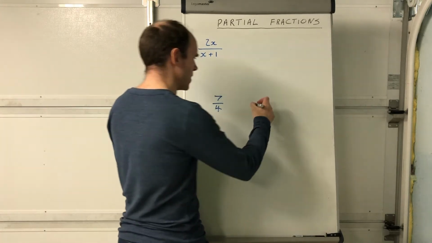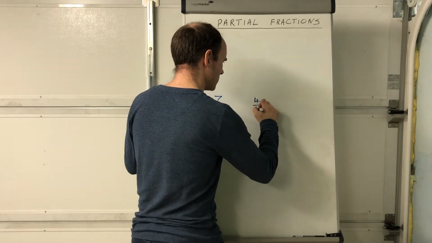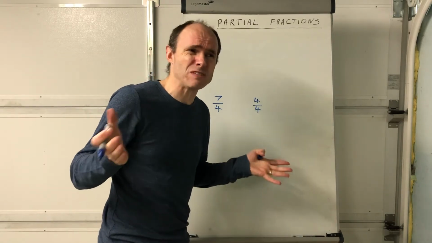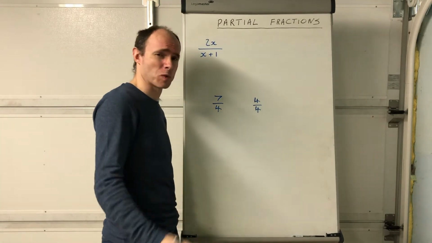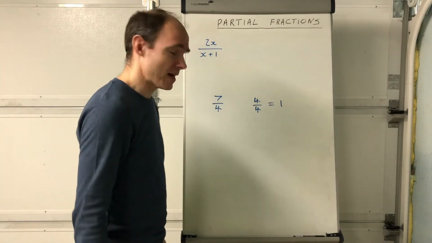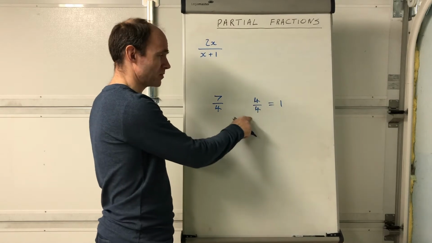Okay, but what about this one? What if we had 4/4? That's also an improper fraction. You probably didn't really think about it until I just posed the question, because 4/4 you just normally write as 1, wouldn't you? But the fact of the matter is that is an improper fraction.